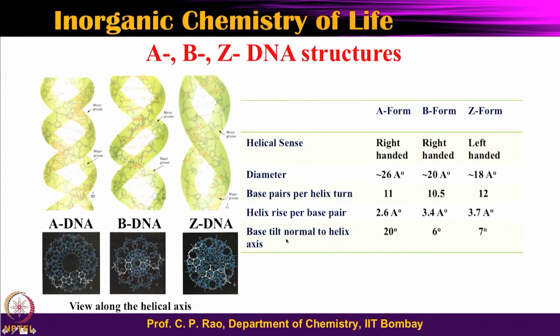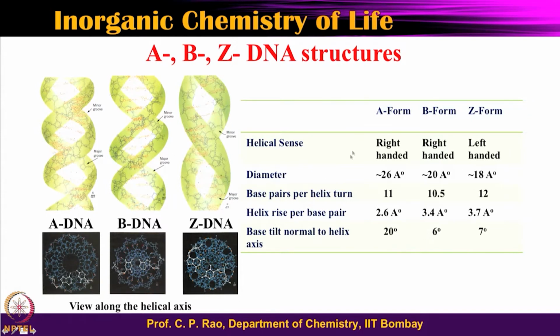Now, look at the other parameters. The base pairs in each of these will not have the same kind of orientation. So, if you take one base pair and its complementary, how well they are arranged. If they are exactly head on, the angle will be 0, with respect to the normal, with respect to the axis that you have. Now, if you look at the A case, the base has a tilt normal to the helix of about 20 degrees, and this has only 6 degrees and this has 7 degrees. So, almost very similar between these two.